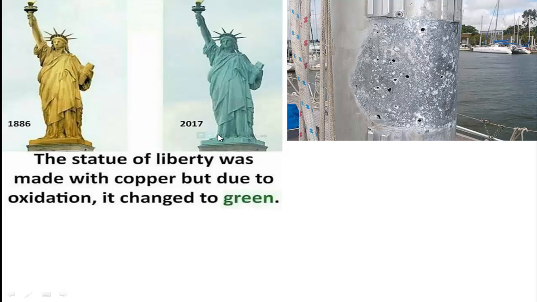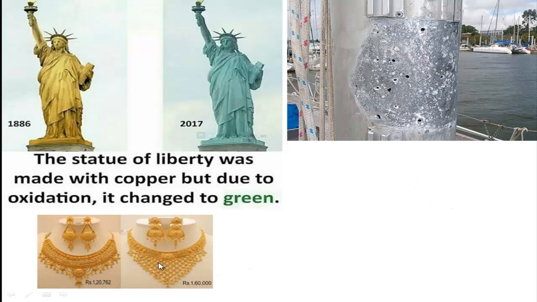But also there are other metals which do not decay naturally. They do not decay because they are inert elements. Inert means they have no tendency to react with other components of the atmosphere. For example, gold. You know that gold is a very inert element. Inert element means it has no tendency to react with other elements.